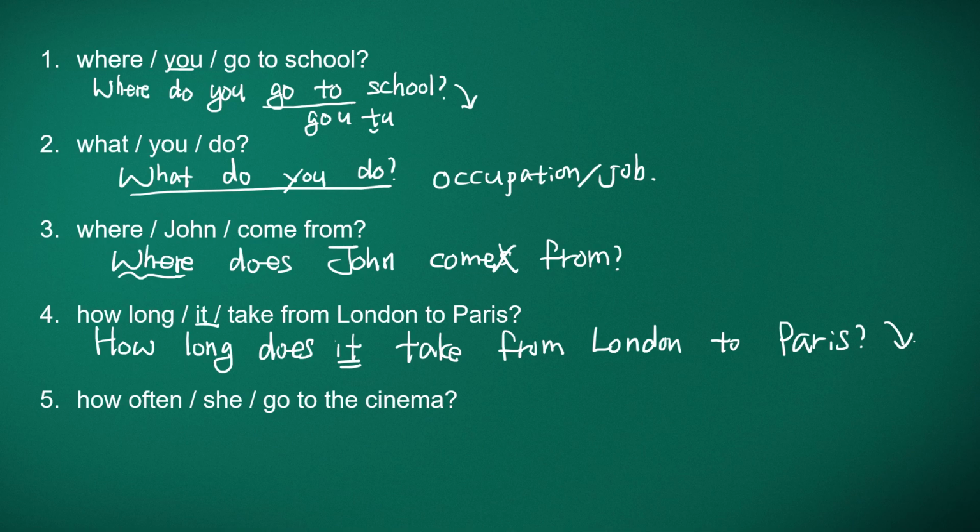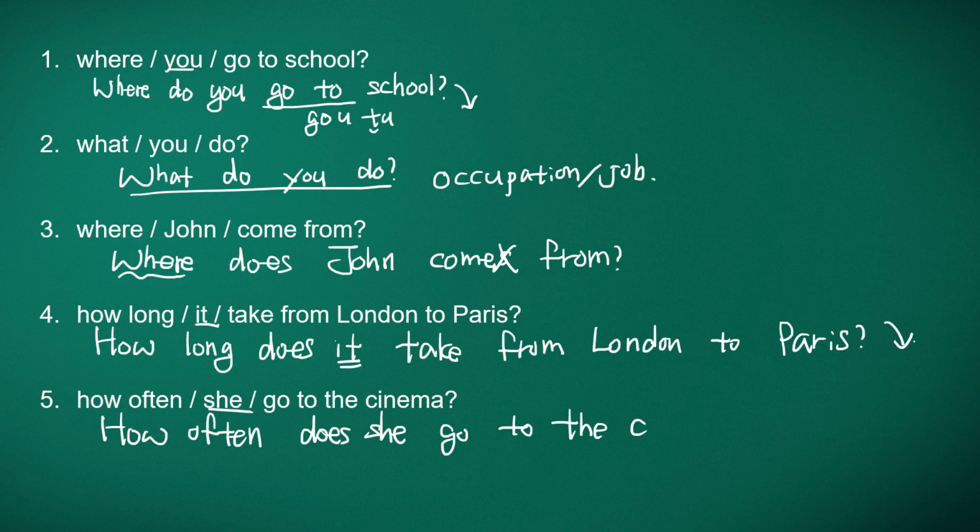Number 5, how often she go to the cinema? How often is the question word, asking about frequency. How often? So she is third person singular, so we use does. How often does she go to the cinema? Go to the cinema. Okay.